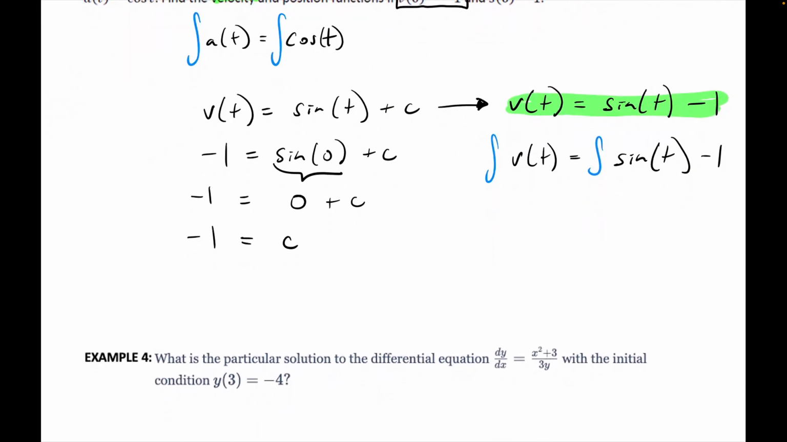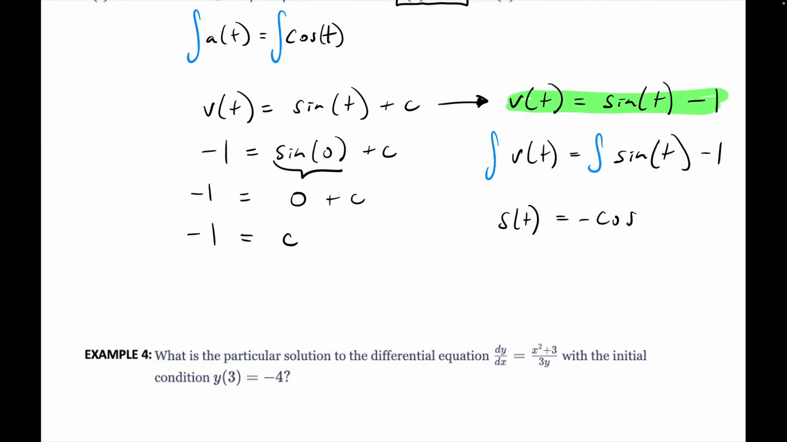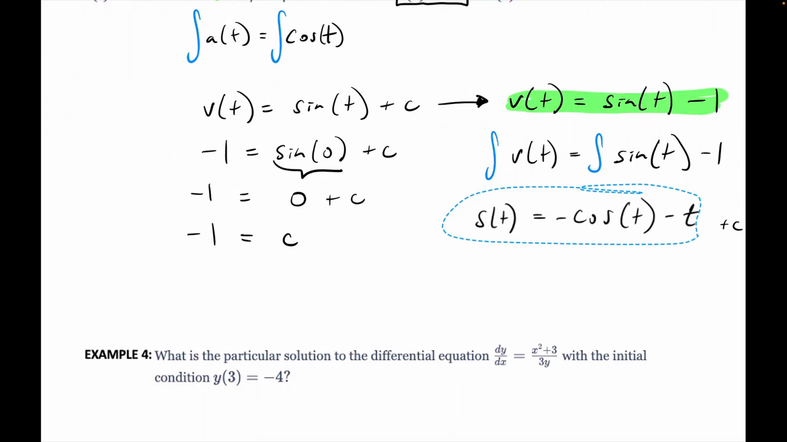Okay. The antiderivative of velocity is position. The antiderivative of sine, we just talked about that, is negative cosine of t. What's the antiderivative of -1? -1x, but since they're using t's, we'll just use t. And then plus c, sorry, forgot about that. Anytime you're doing antiderivative and you don't have bounds, always put a plus c.